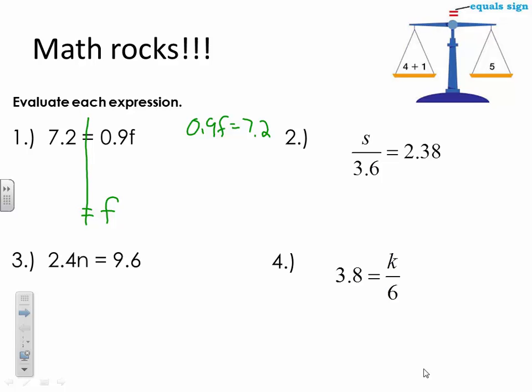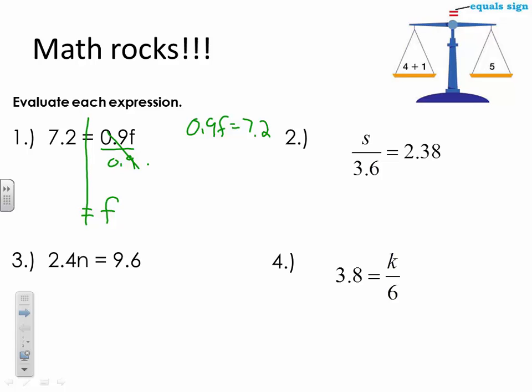We have to get rid of whatever's with the f. So if we look here, we've got this 0.9 or 9/10 with the f, and it's smushed, meaning multiplication. When they're right next to each other, that's always telling us it's multiplication. So to get rid of something, we're going to do the inverse. The inverse of multiplication is division. So we're going to divide by 0.9. So 0.9 divided by 0.9 is 1.